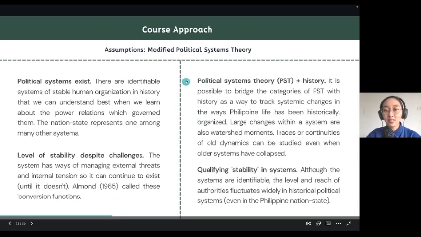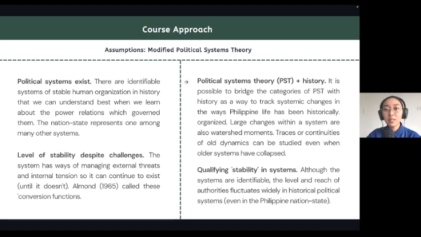Okay, next assumption. Political systems theory can be bridged with history. And this is the assumption that I take. It is possible to bridge the categories of PST with history as a way to track systemic changes in the ways Philippine life has been historically organized. So, there are different historical containers, and we know what those are.